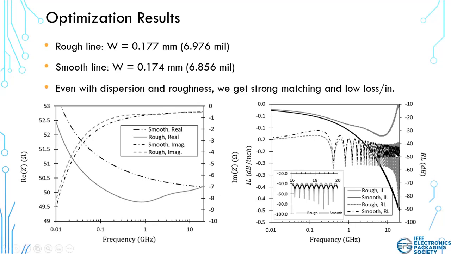However, here in the insertion loss and return loss graphs, I can see some resonances in the return loss, and they actually get very severe in the rough line compared to the smooth line. And so you can see a bit better how those resonances arise due to the slightly larger mismatch in the rough line.